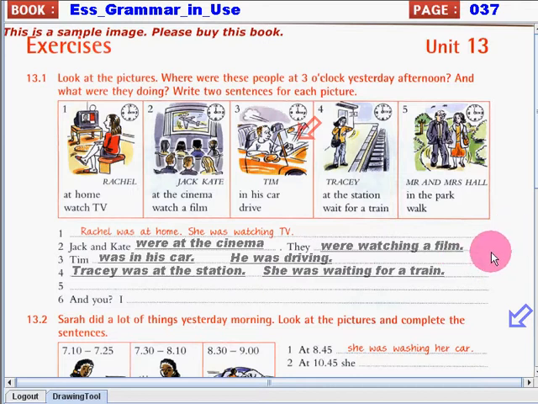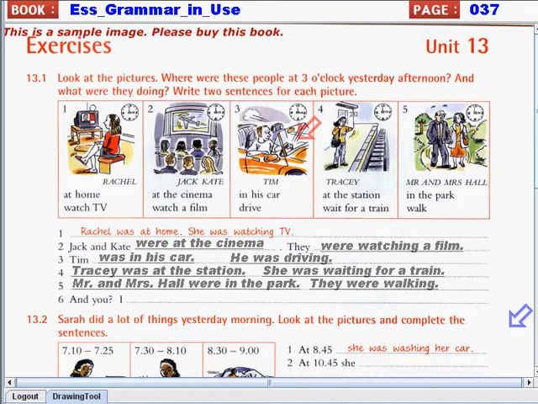Number 5. Mr. and Mrs. Hall. In the park, walk. So, where were these people at 3 o'clock yesterday afternoon? Mr. and Mrs. Hall were in the park. What were they doing? In the park at 3 o'clock yesterday afternoon. So, of course, they were walking in the park at 3 o'clock yesterday afternoon.